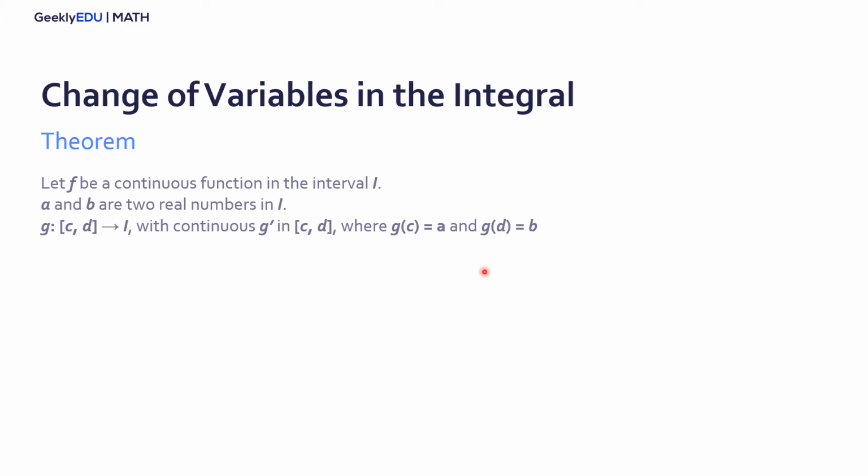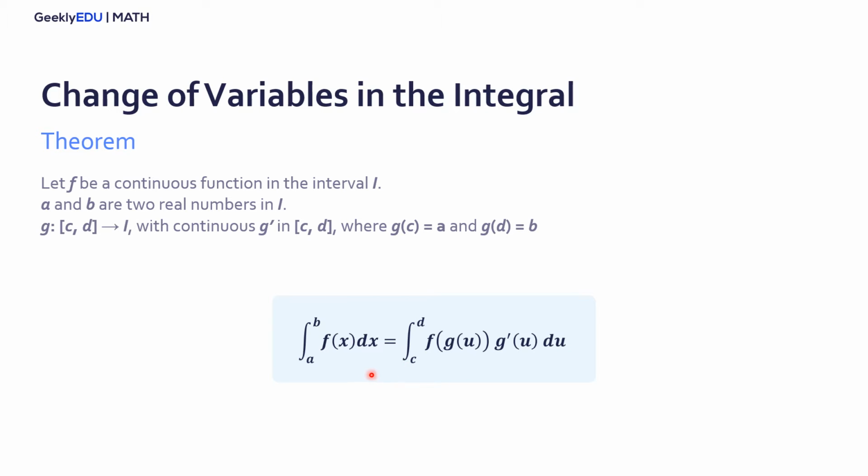So what we're trying to do here is this. We have the integral from a to b of a certain function of x, and we want to turn this integral into another one based on this new function g, which is continuous also. So we have that the integral from a to b of f(x) equals the integral from c to d of f of g(u), times the first derivative of g, du. So it seems complicated, right?